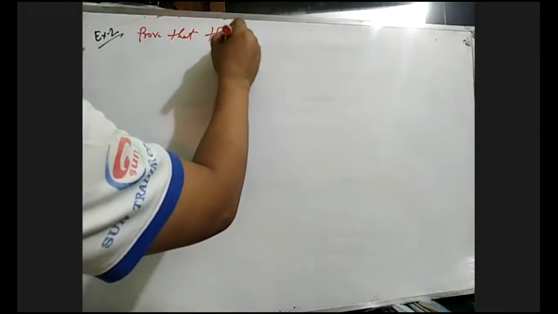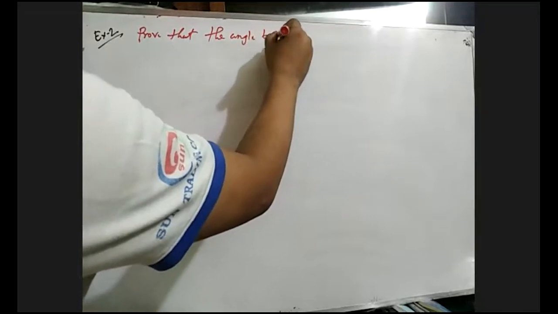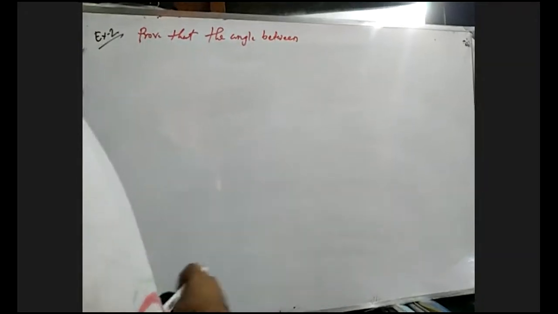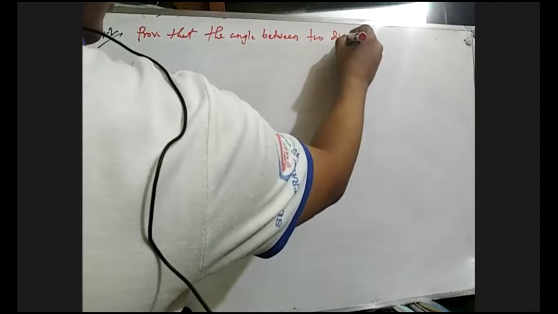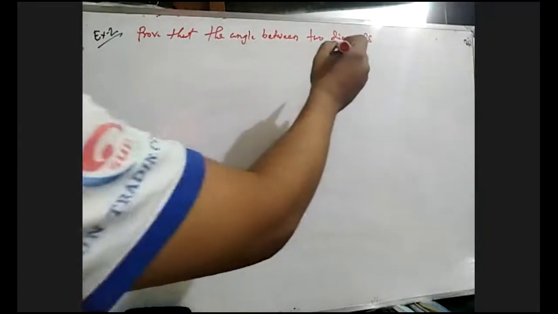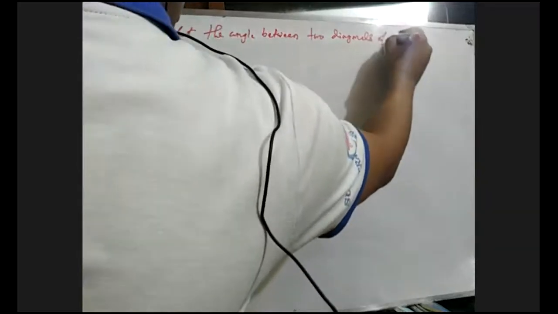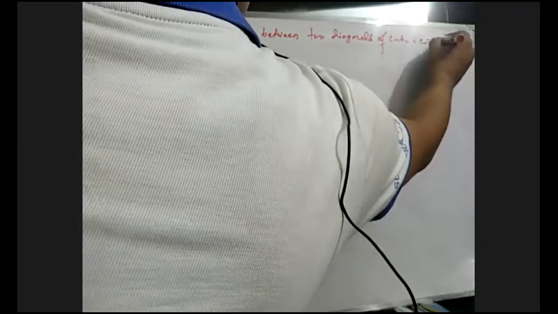Okay, an important example. Prove that the angle between two diagonals of a cube is cos inverse 1/3. We have to prove this condition.